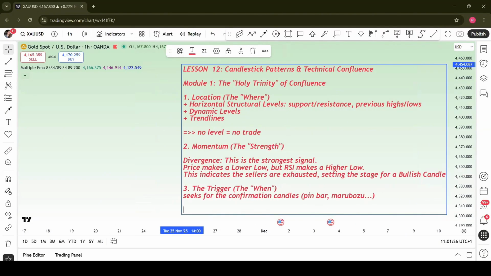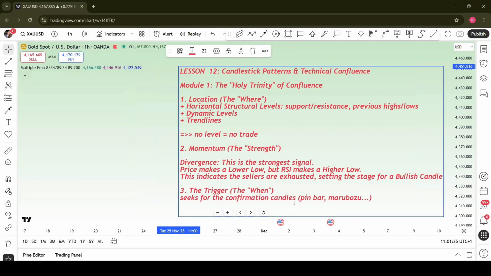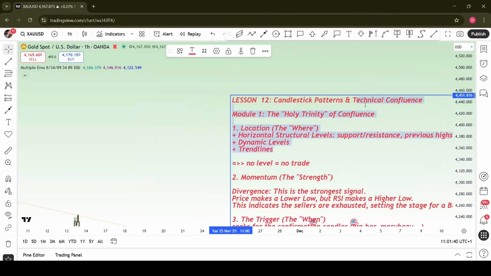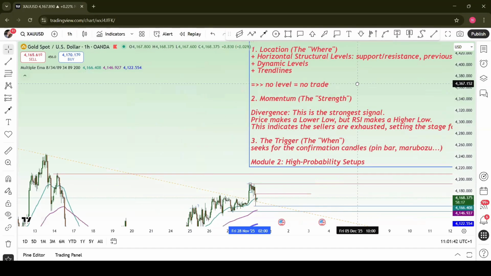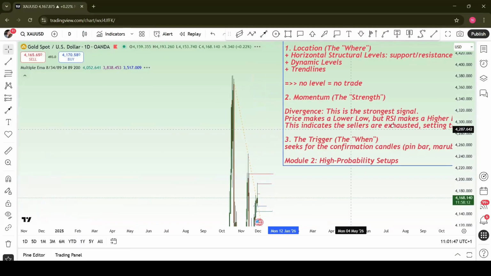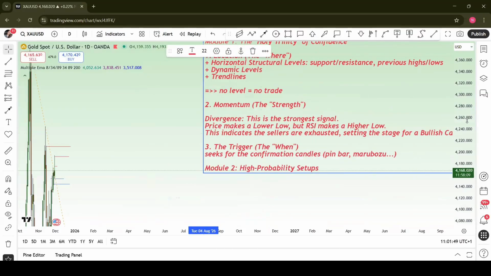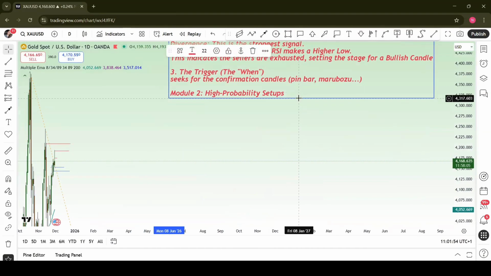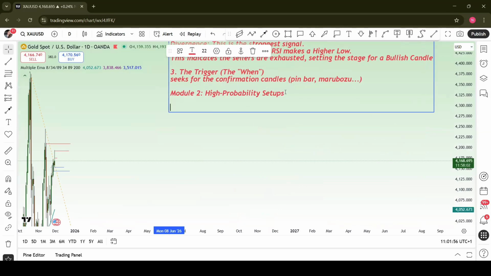And the next part, module 2, is high probability setups. We are heading to high probability setups. Okay, allow me to move to the daily time frame, so that it is going to be easier for us to have more space to show you the content.